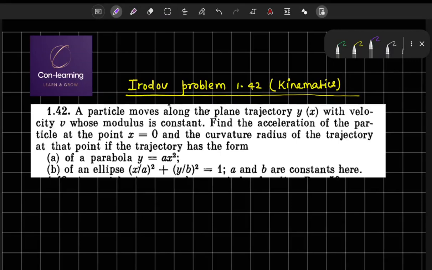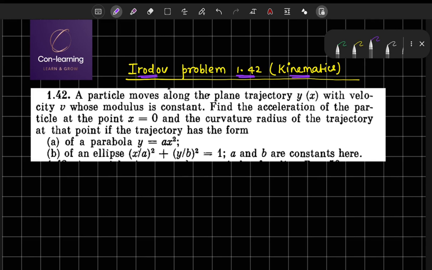Hello everyone. In this video we are going to solve problem number 1.42 from Irodov, and that is related to kinematics. So let us first read out the problem and then we will solve it step by step.